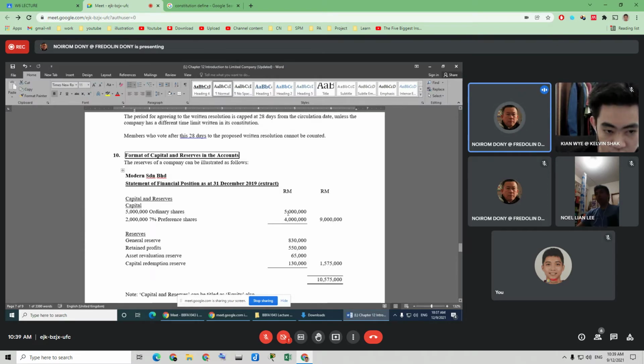Like 5 million is 5 million, 1 ringgit. This one, okay, that is your understanding only. So if you have 2 million number of shares, you just divide the value by the quantity, the number of shares. So 4 million divided by 2 million is 2 ringgit each.